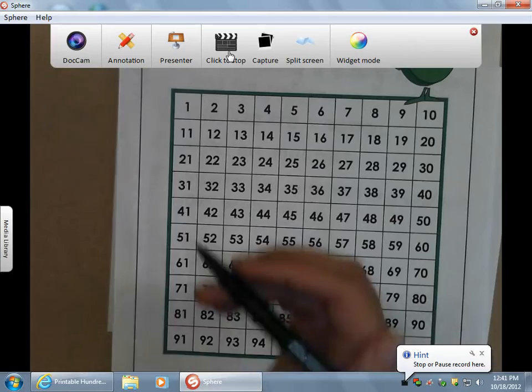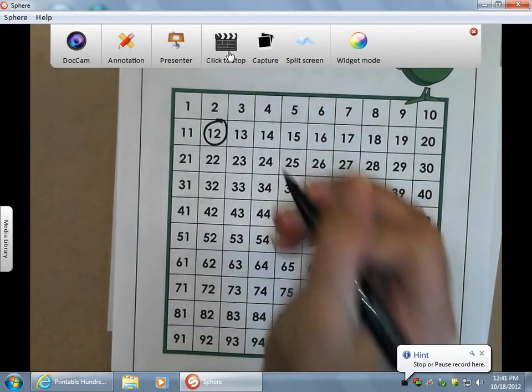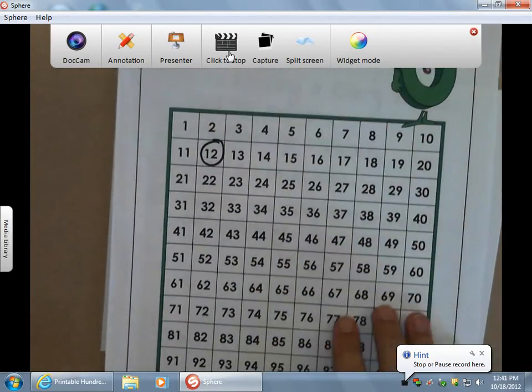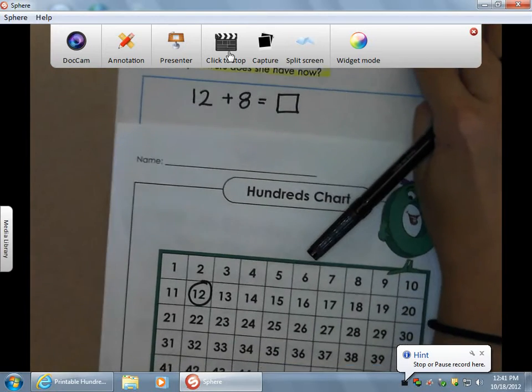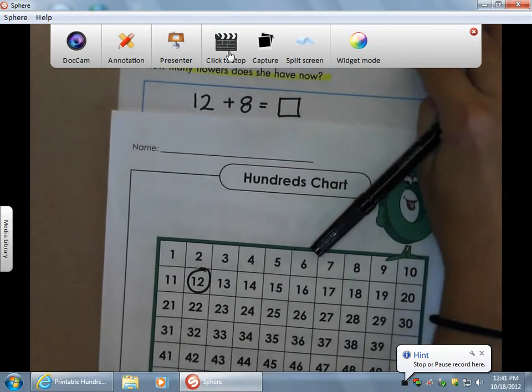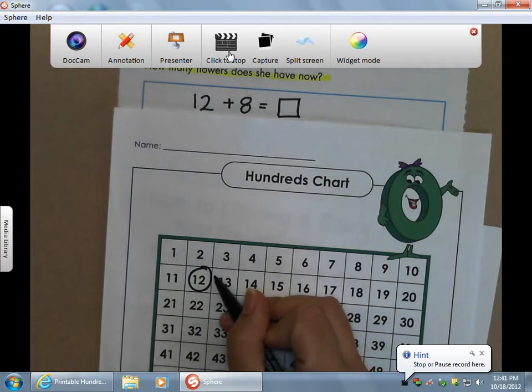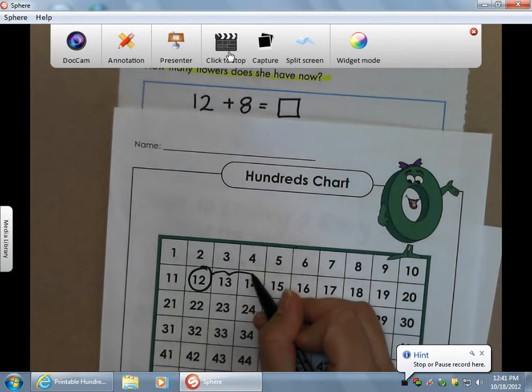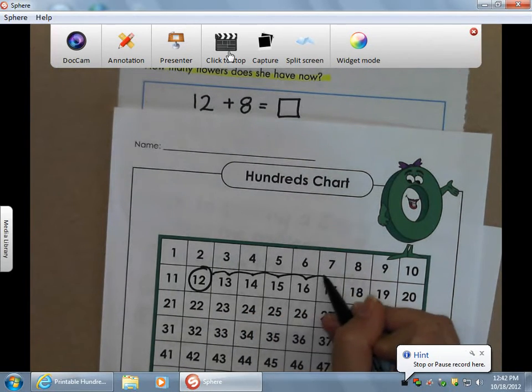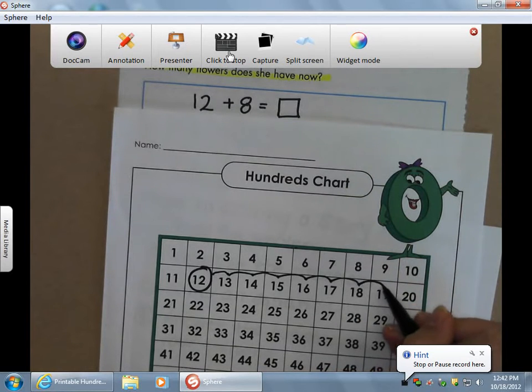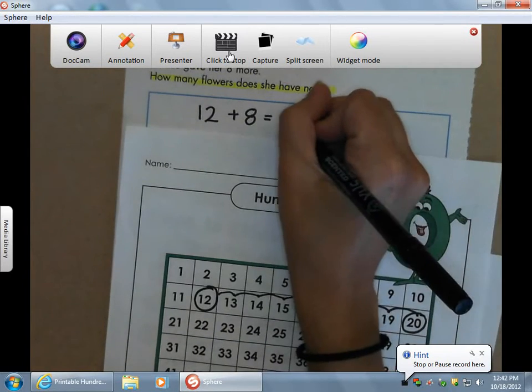I'm going to use the 100s chart to show my thinking, and I'm going to count on the 100s chart. So I'm going to start at 12, okay, and I'm going to count over 8 spaces, because remember that equation, 12 plus 8. So there's my 12, and I'm going to count over 8 spaces. 1, 2, 3, 4, 5, 6, 7, 8. And I landed on number 20. Okay, so using that 100s chart now, I know that the answer that belongs here is 20.